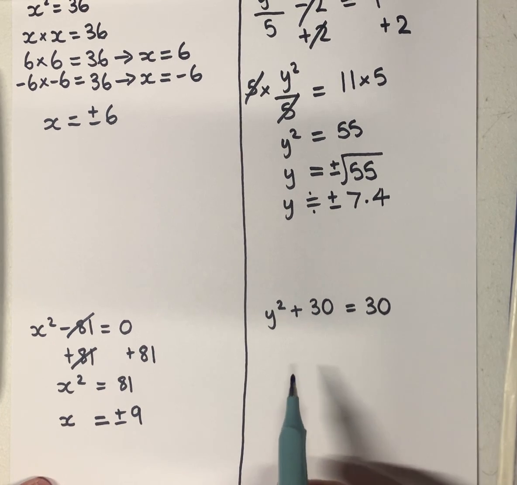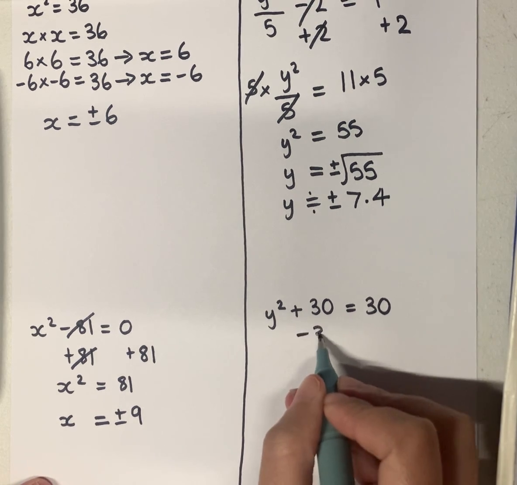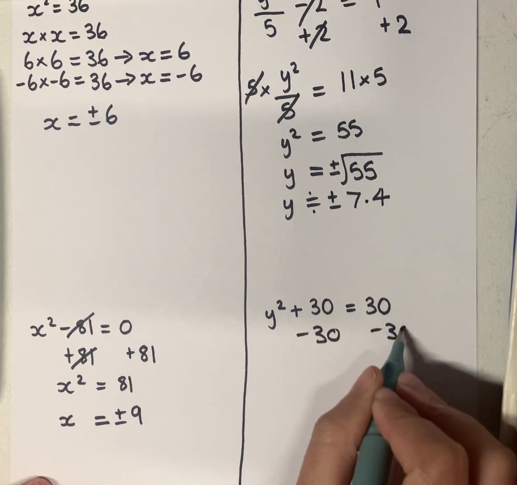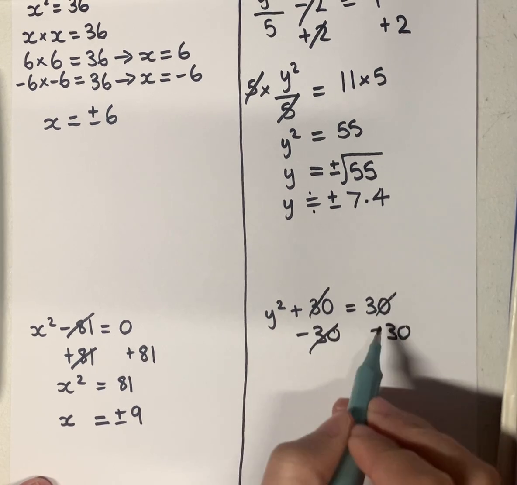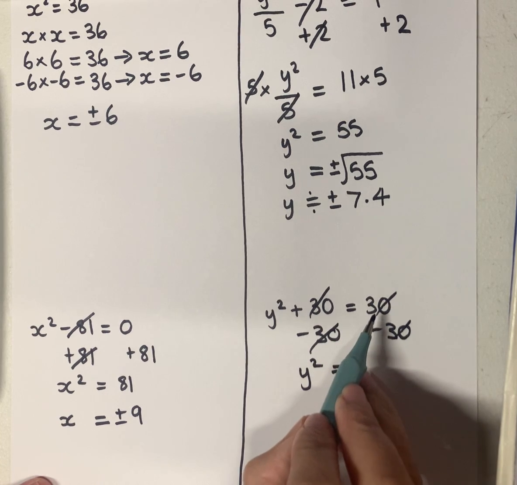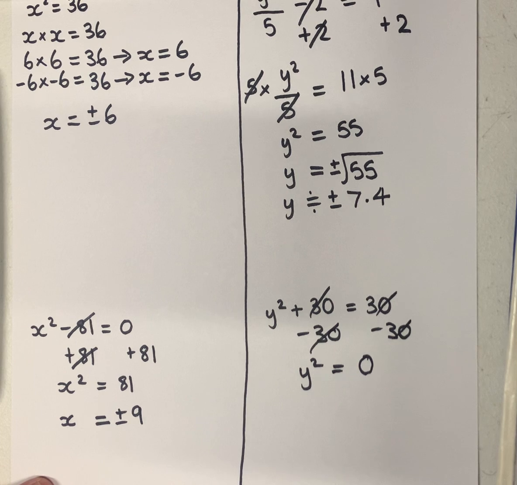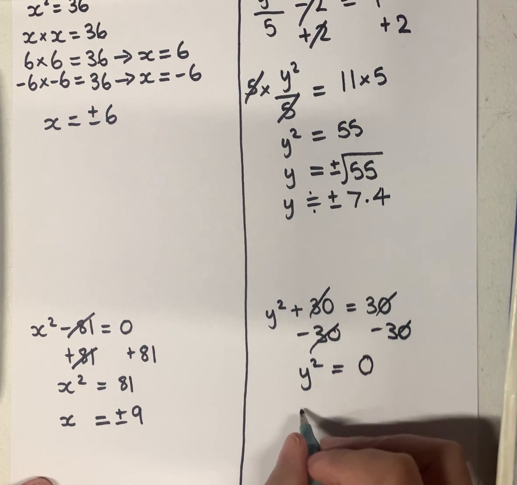this is kind of a fun one. We just need to isolate y squared. So we subtract 30 from both sides. Now they both cancel out. So we're left with y squared on the left-hand side, and on the right-hand side, we're left with 30 minus 30, which is just 0. Now, what's the square root of 0? Well, it's just 0, isn't it?